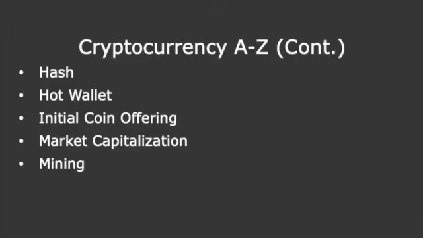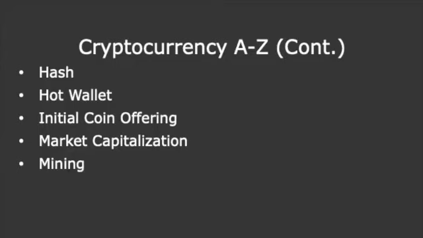Hot wallet. A hot wallet is a software-based cryptocurrency wallet connected to the internet. While more convenient for quickly accessing your crypto, these wallets are a bit more susceptible to hacking and cybersecurity attacks, just as files you store on the cloud may be more easily hacked than those locked in your safe at home. Initial coin offering. An initial coin offering is a public way that funds are raised for a new cryptocurrency project.